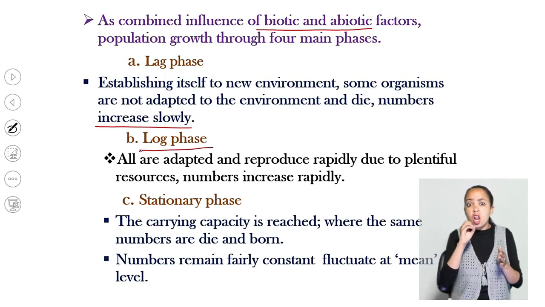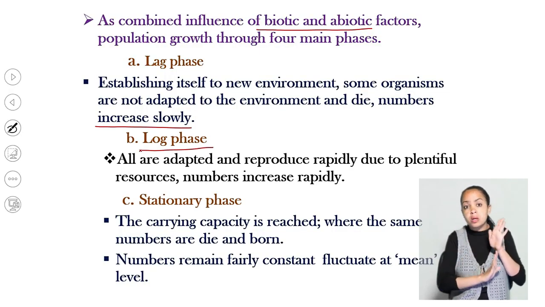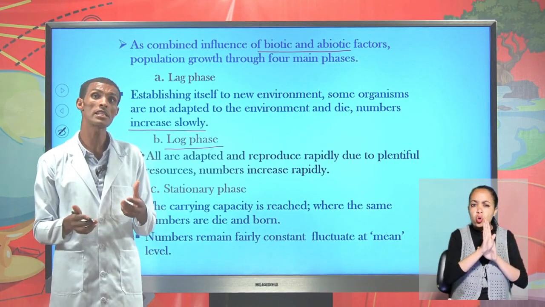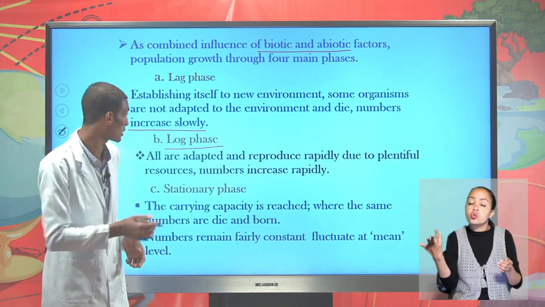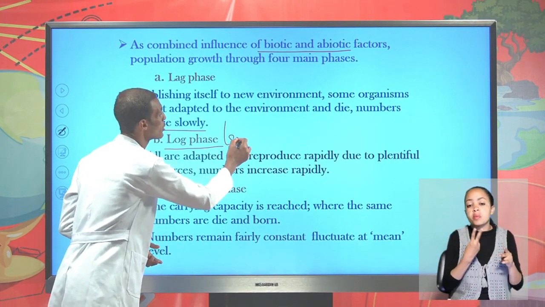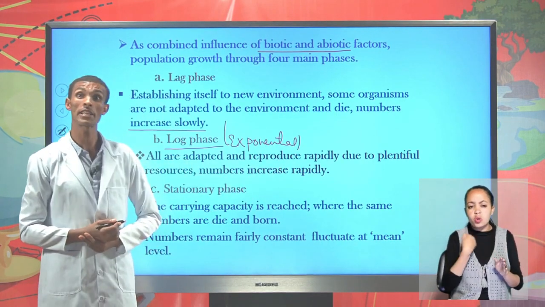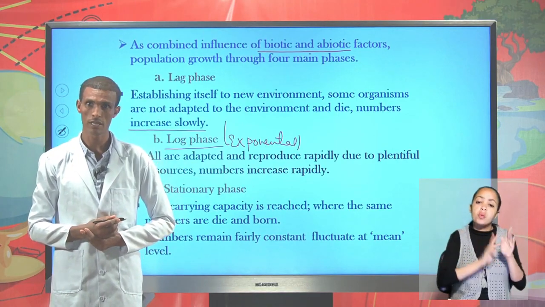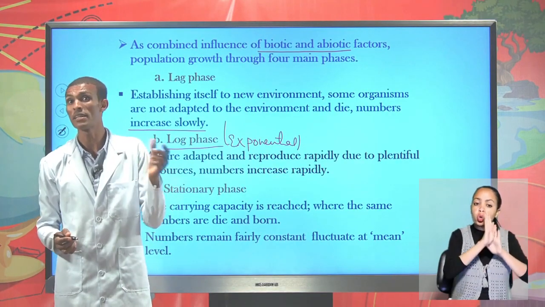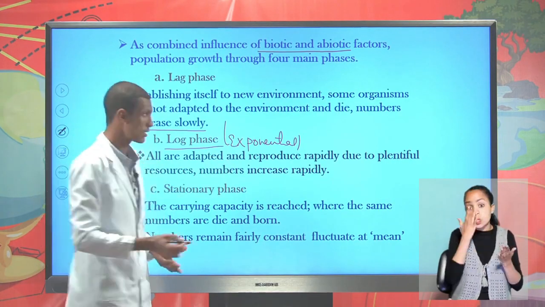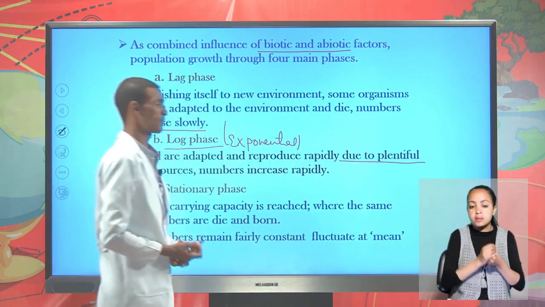Under the log phase, population may grow very rapidly, when the population adapts to the environment it has entered, when there is a plentiful resource for the population. When there is availability of resources, population can show exponential growth. We can say it is an exponential population growth. The number of births may be greater than the number of deaths because they are well adapted to the environment they entered. Plentiful environmental resources here.